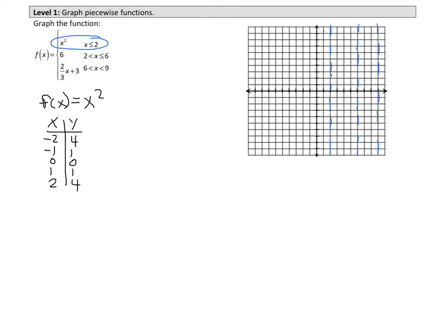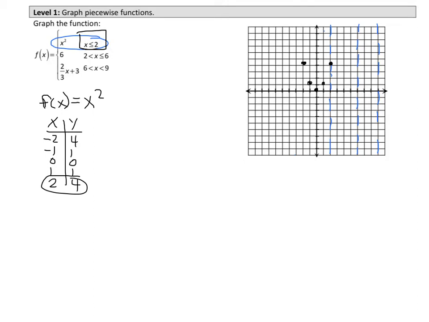So -2, 4 is right here. -1, 1, 0, 0, 1, 1. And then for this last point, 2, 4, which is going to be on the endpoint of that interval, I need to decide what type of point to use. To do that, I'm going to go back to the inequality. Since it's a less than or equal sign with the line underneath, it's going to be a closed dot. So I put a closed dot for 2, 4.